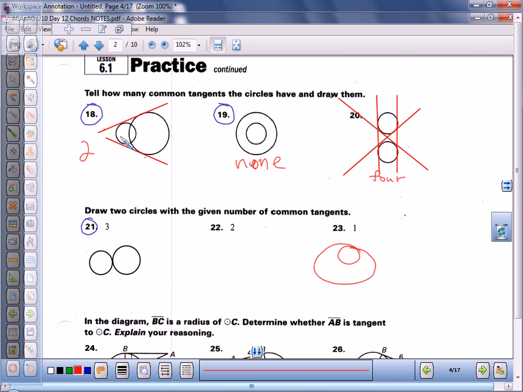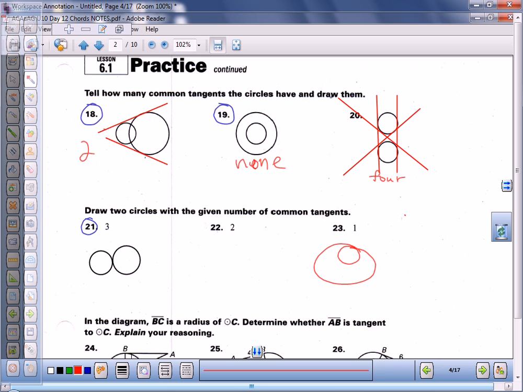Okay, this one has 2, and there they are. This one has none. Number 20 you didn't have to do, but it does have 4. 21, the circles just need to be touching in one spot. Touching at one point, that's tangent. Somebody asked about 23. How could you just get one common tangent? You'd have to put one circle inside the other for that one.